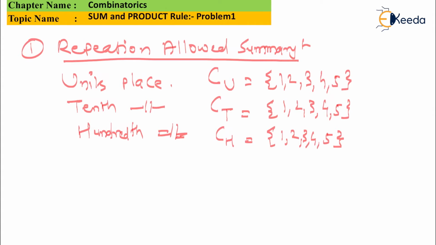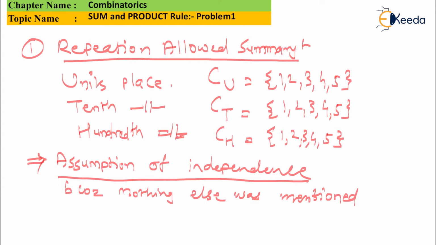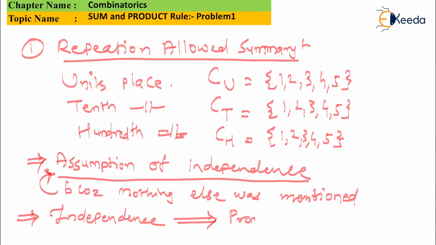Now that was about the choice set. The next is assumption of independence. Why do we have to go for the assumption of independence? Because nothing else was mentioned. So here I am writing down everything explicitly so that you could actually see what are the things that go into the analysis of such kind of questions. Nothing else really was mentioned, so therefore you go for the assumption of independence. Third thing, independence implies product rule.